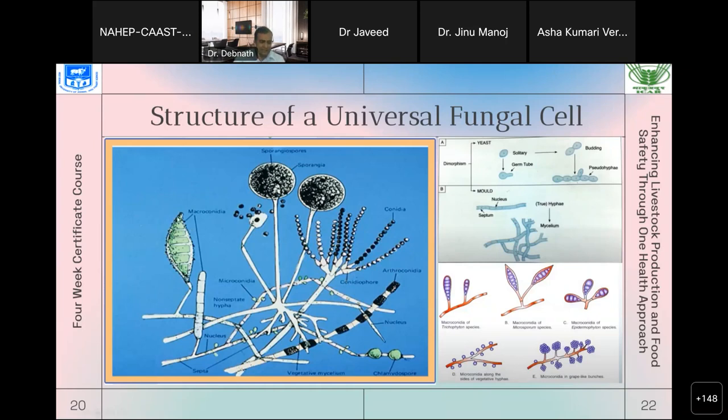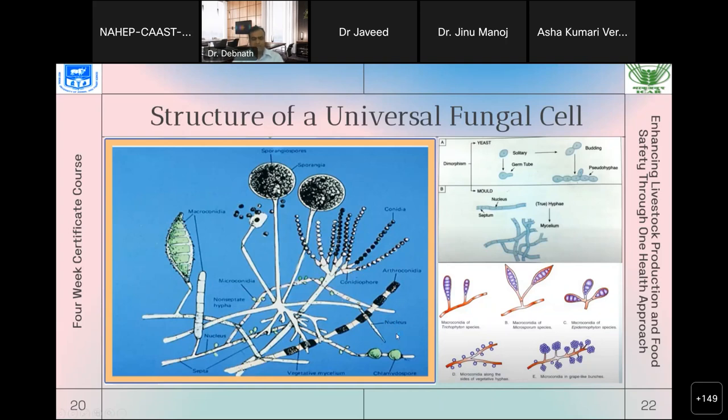Here I think you can see on the left side a big conidia, that is macroconidia. Here you can see a good number of small dot-like structures. These are microconidia. And the conidia, which is developed on an elongated structure, that is called conidiophores.